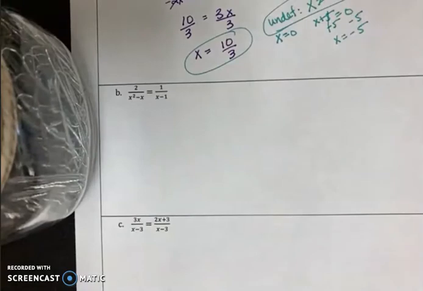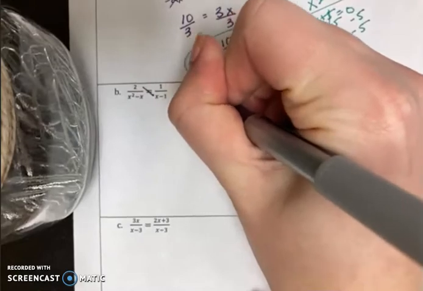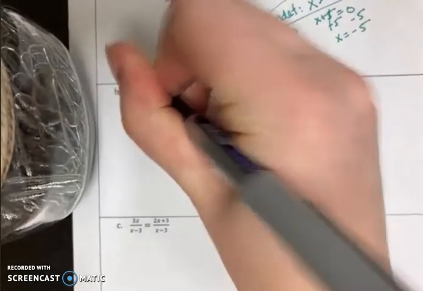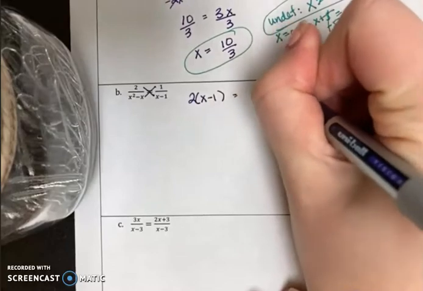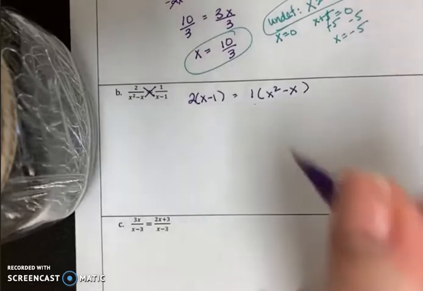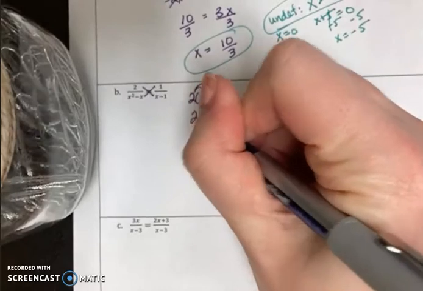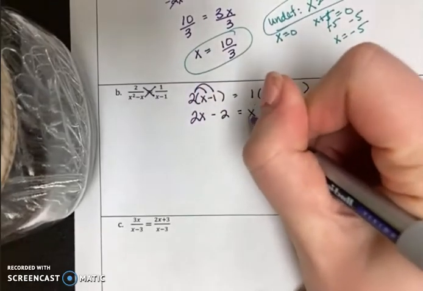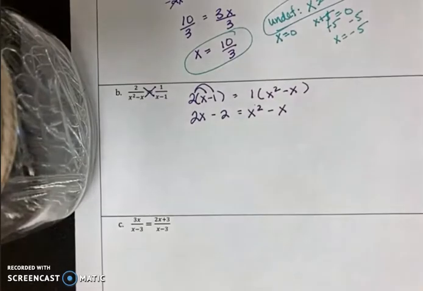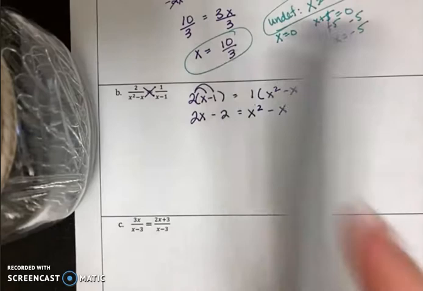Once again, we are going to cross multiply. So 2 times x minus 1 equals 1 times x squared minus x. Whenever you multiply something by 1, you just get itself. And over here, I'm going to have to distribute the 2, leaving me with 2x minus 2 equals x squared minus x. Now this is interesting because when we're solving for x, I now have a quadratic equation. So it's not as easy as what we did for part A.